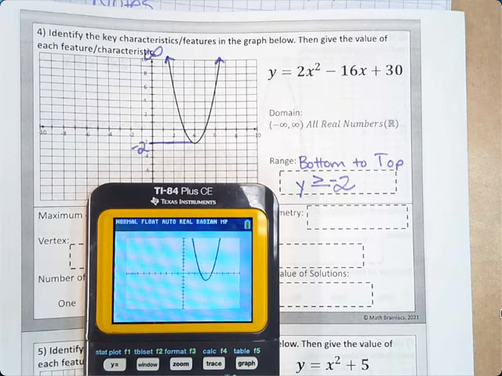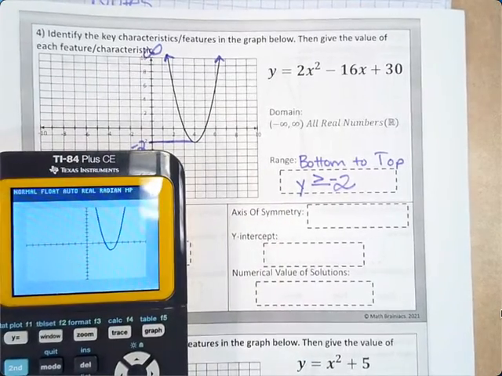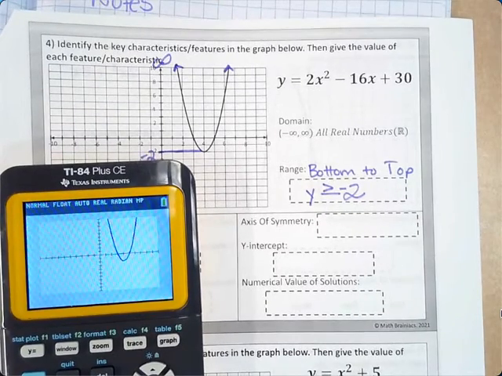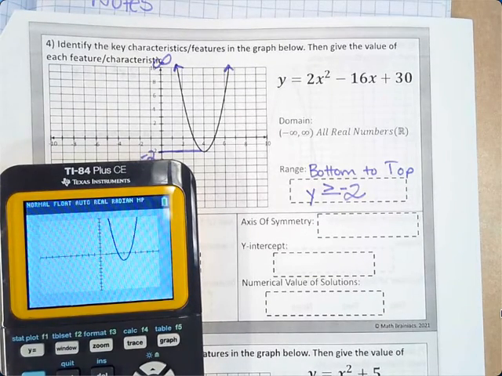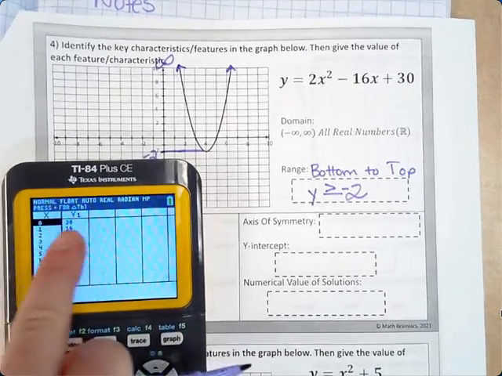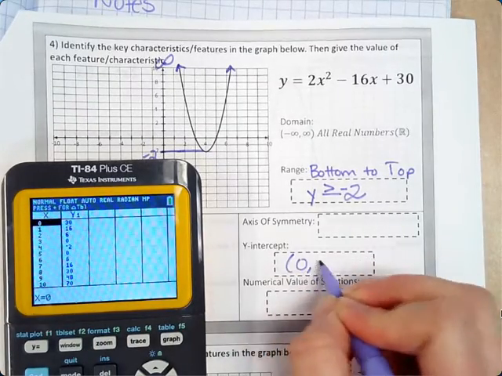So we could look at our graph. Remember on our EOC review, we were asked for the y-intercept? How could we use the table to find the y-intercept? How could we use the table to find our y-intercept? Find where x is 0. Yeah, find where x is 0. So I would go to table, x is 0, y is 30.